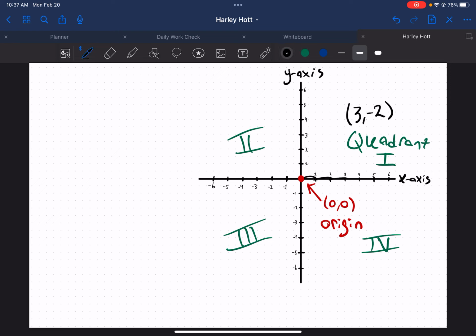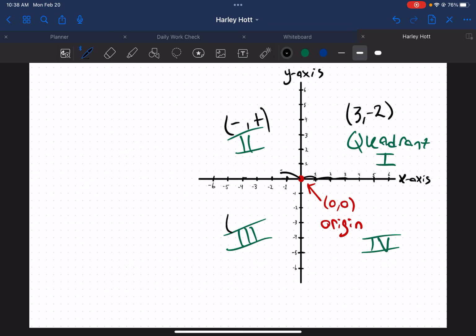Now, there are some patterns you can notice about each quadrant. In quadrant 2, the x values are all negative, right? Because you're to the left of this, all your x values here are negative. So it doesn't matter what coordinate you're talking about. If you're in quadrant 2, the x value is going to be negative. And the y value, because we're up here, is going to be positive.